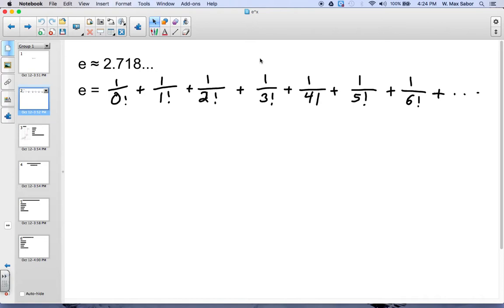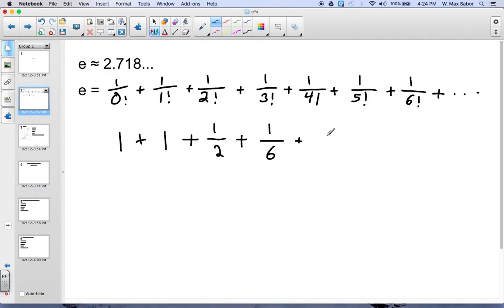There are a number of official definitions of what e is. One definition of e is to take 1 over 0 factorial. So that would be 1. And then 1 over 1 factorial, so that'd be 1. And then 1 over 2 factorial, that'd be 1 half. And 1 over 3 factorial, that's 1/6. And then 1 over 4 factorial, and then 1 over 5 factorial, and then 1 over 6 factorial, etc.